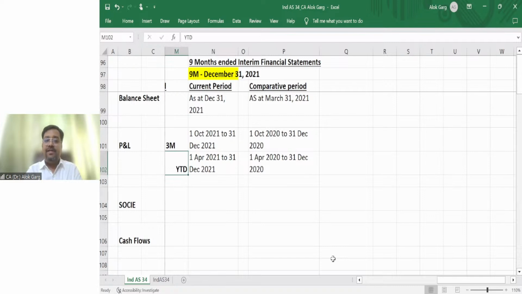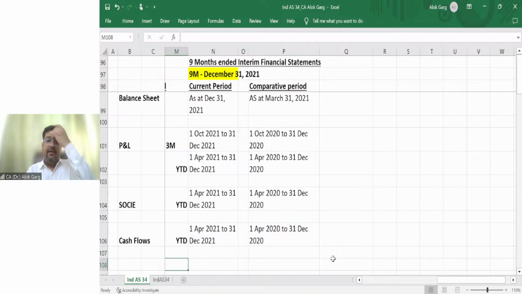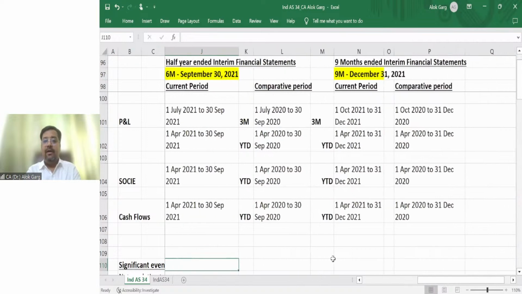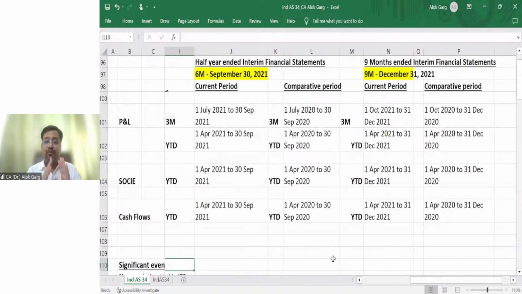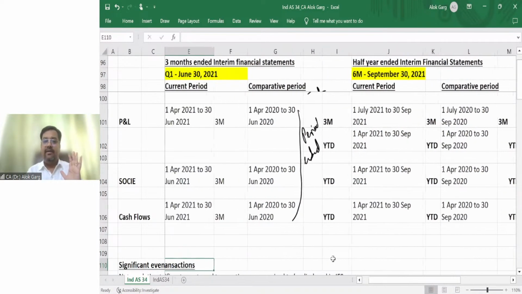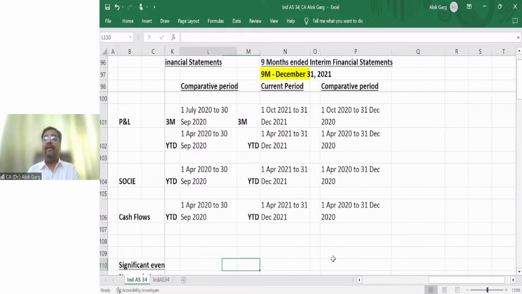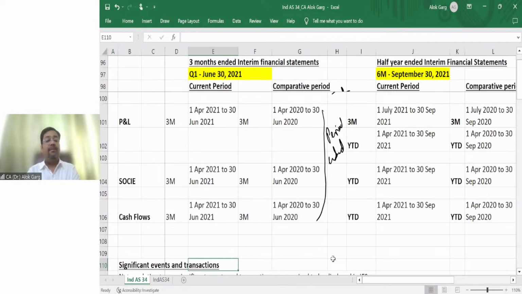Your statement of changes in equity will always be YTD. 1st April 21 to 31st December 21. Comparative 1st April 20 to 31st December 20. Cash flow will always be YTD. 1st April 21 to 31st December 21. 1st April 20 to 31st December 20. I hope it is clear to all of you guys. I have shown you the interim period for 3 months, 6 months, 9 months as well, right? These are the periods which are required to be presented in the interim financial reports, whether it is a full set of financial statements or a condensed set of financial statements.